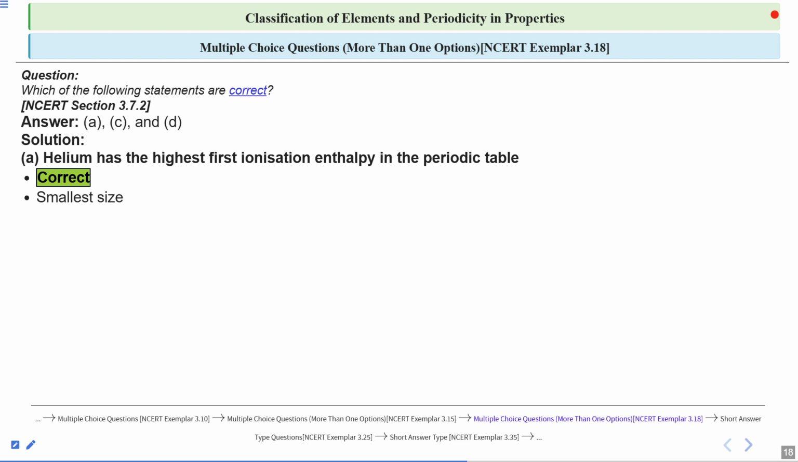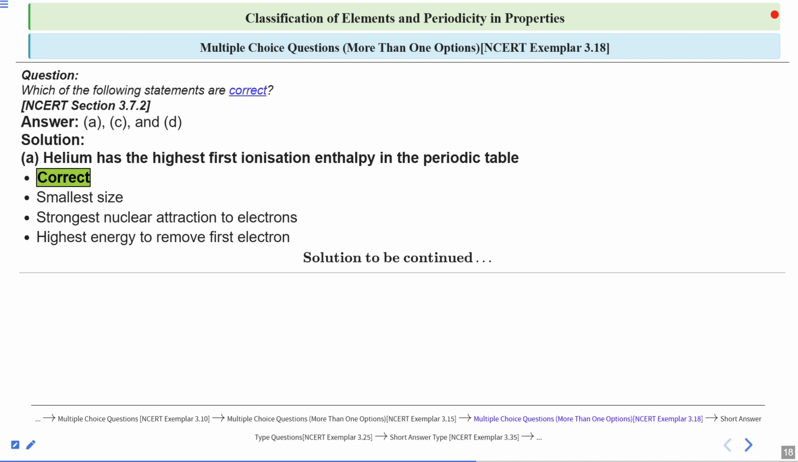Now, if it is having the smallest size, then it becomes very difficult for us to take out the electron from the helium, and hence it has the highest nuclear attraction to the electron. Therefore, this statement is correct that helium has the highest first ionization enthalpy in the periodic table. Now we have talked about the first statement. Moving on to the next one, B.